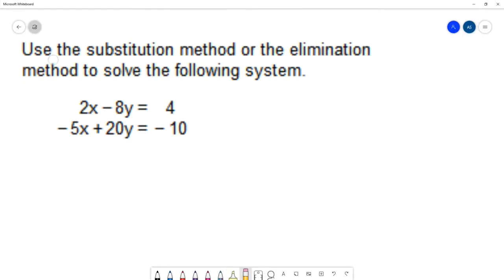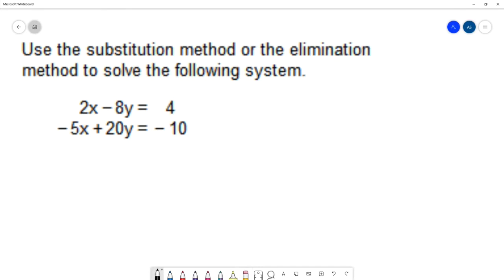So on this question, we want to use the substitution method or the elimination method to solve the following system. Our system is 2x minus 8y equals 4, and negative 5x plus 20y equals negative 10. Now the directions here give us the choice of the substitution method or the elimination method.